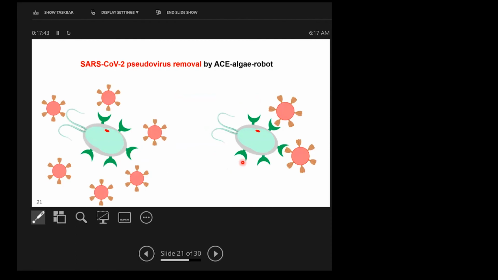In the next part, after confirming the S protein removal by robots, we move on to the virus removal studies. Here we use a baculovirus presenting SARS-CoV-2 spike protein on the surface as the pseudovirus.